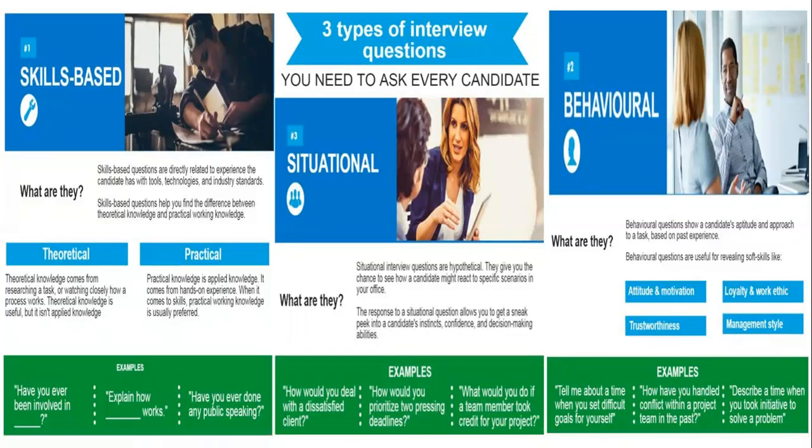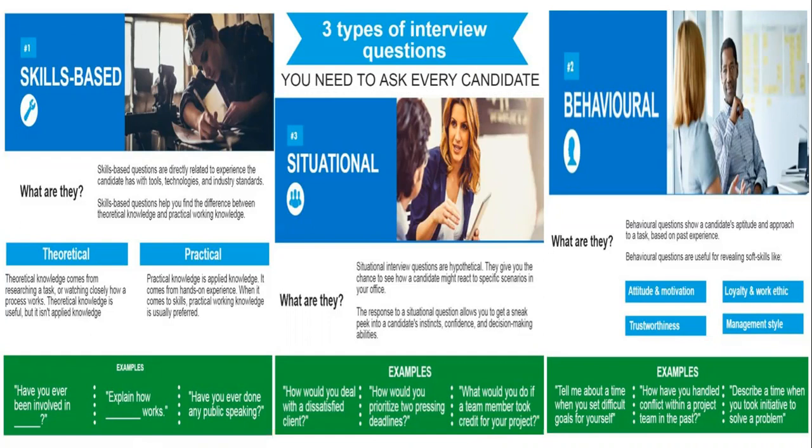जो इस बंदे ने पढ़ा हुआ है and he has been practicing it or not, he has applied this or not। So this sort of questions are skill based, but it is not only about the knowledge of the skill, rather the usage and application of those skills and the tools, techniques। So theoretically we have to dig into the knowledge that comes from researching a task, watching closely how a process works। Theoretical knowledge is useful but it isn't applied knowledge। So हमें वो थोड़ा बहुत तो चाहिए कि बंदे को पता हो कि how this tool, technique or standard works, but actually how it is implemented। For example, Isman, have you ever been involved in this?